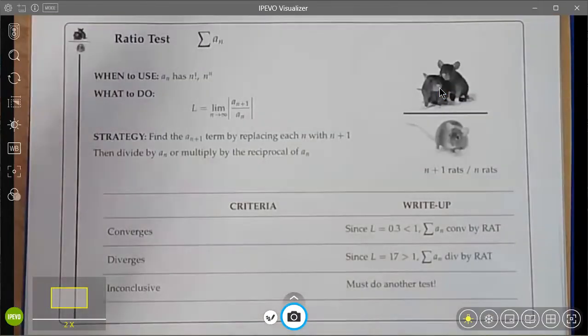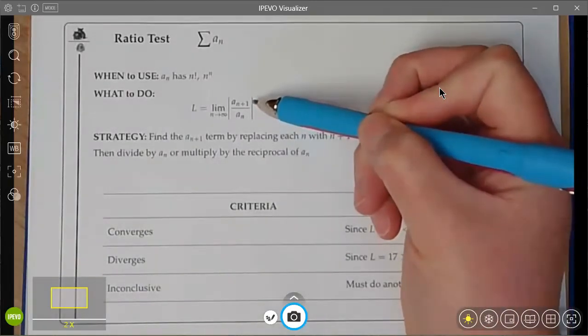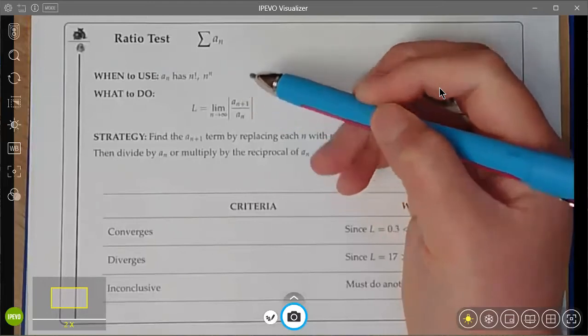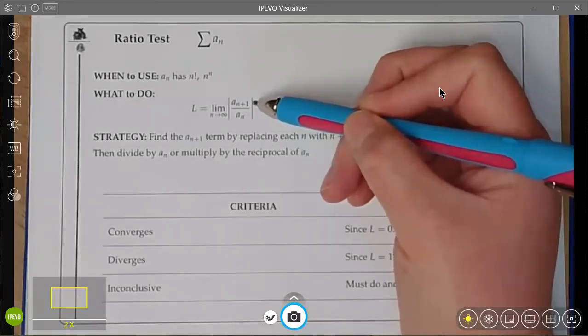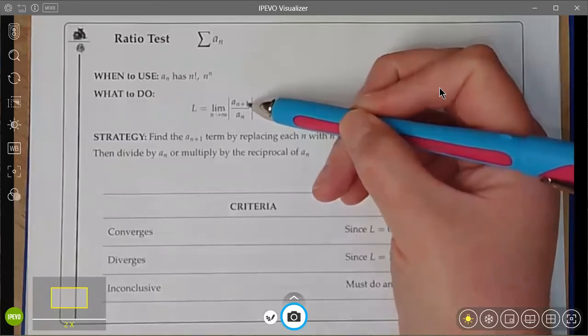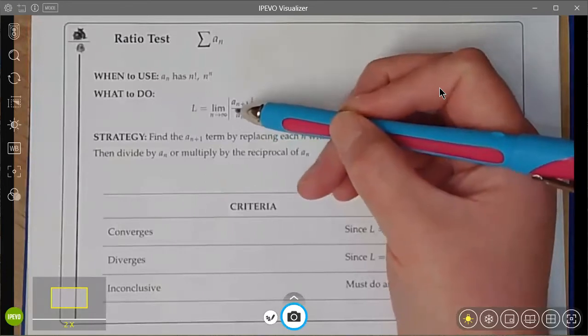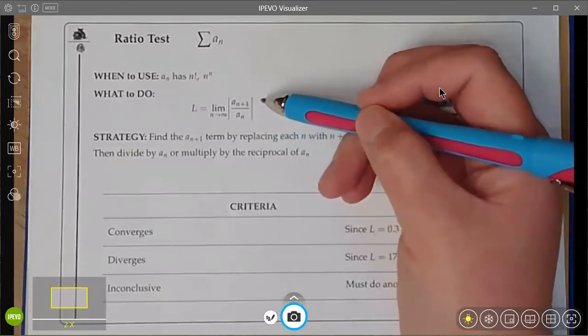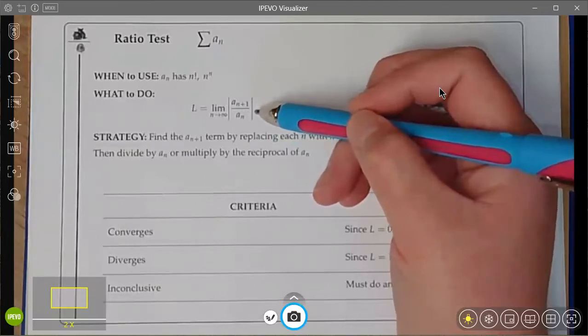All right. So your ratio test, what you're going to do is take whatever formula you were given for your series, and find a sub n plus 1. So what you'll do is replace all of the n's with n plus 1, and then you'll divide that by a sub n, so what the original formula is. You'll take the absolute value of that, and then you'll take the limit as n goes to infinity.